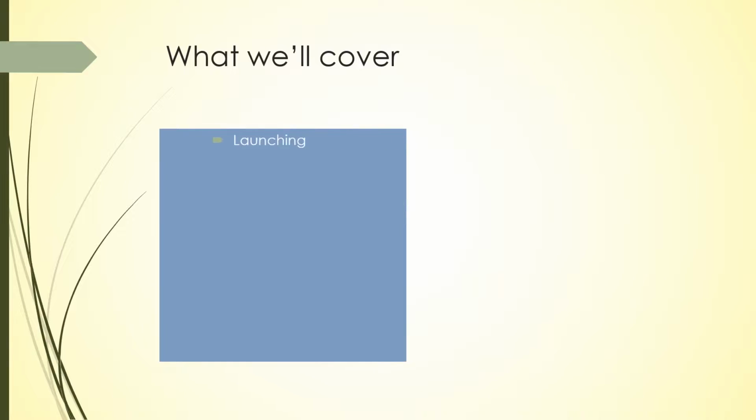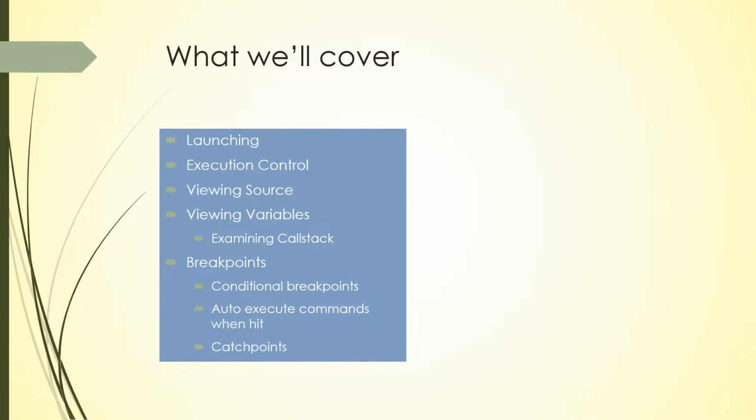Let's quickly go through what we'll cover in this video. We'll show you a few different ways that you can launch GDB, how you can control the execution of the process that's being debugged, how you can view source code as you're debugging, how you can view variables as you're debugging, including examining the call stack, so how you got to where you got. We're going to take a look at breakpoints, how to set them, how to remove them, conditional breakpoints, which by the way are breakpoints that will trigger only if a certain condition is true.